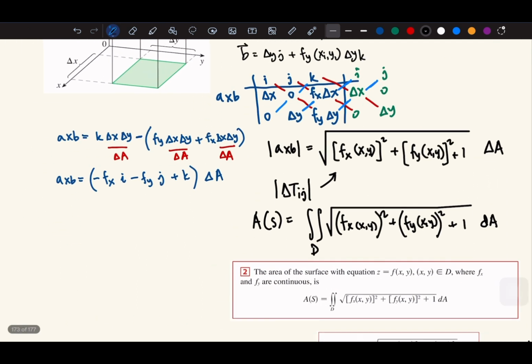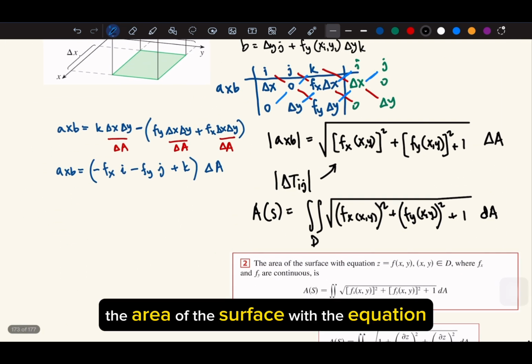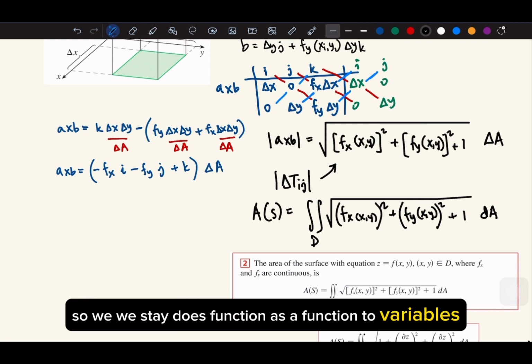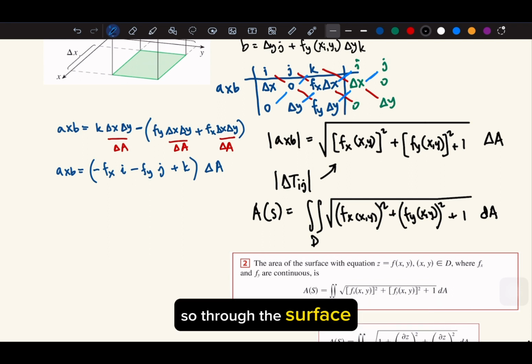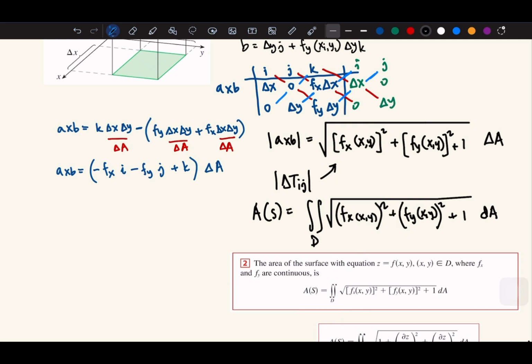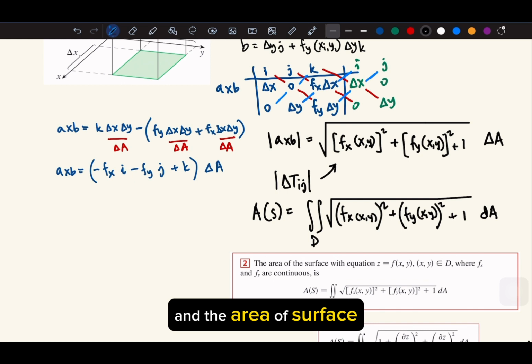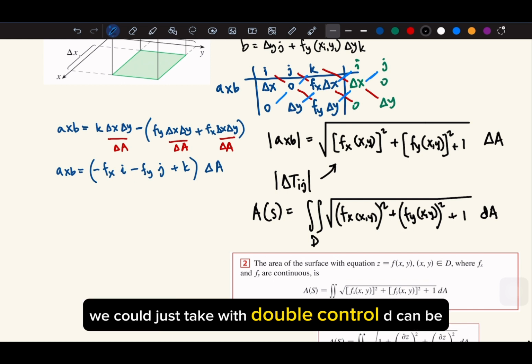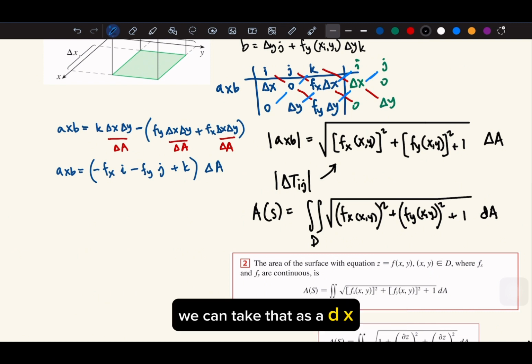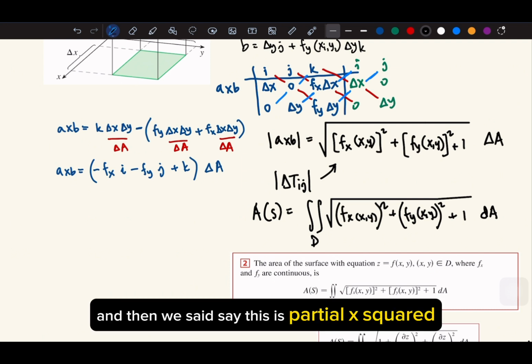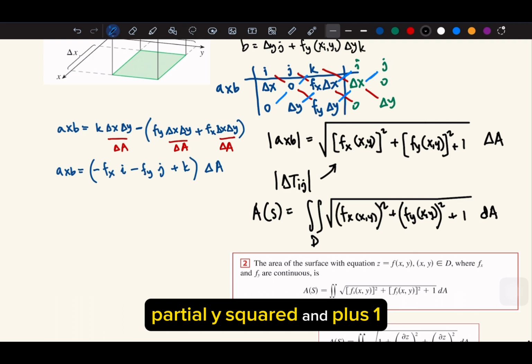So this will be the area of the surface with the equation z equal function of x, y. So we state the function as a function of 2 variables. So this will be the surface. The partials both are continuous, and the area of the surface we could just take the double integral. D can be, we can take that as dx dy or dy dx, depends on our formulations. And then we say this is the square root of partial x squared, partial y squared, and plus 1.